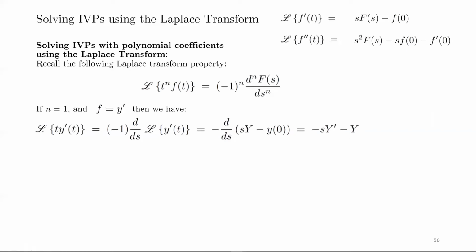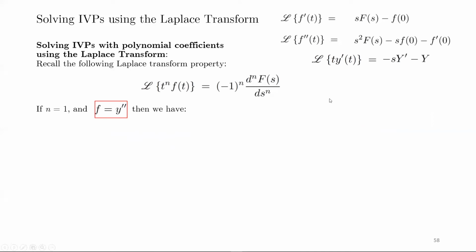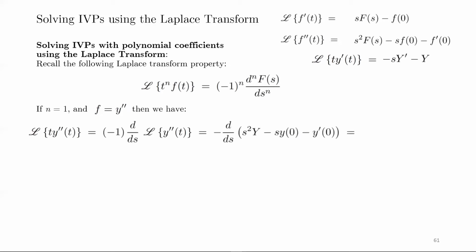So now we don't actually have an algebraic equation here, we have an ODE here. So t times the y prime gives us an ODE, or at least a derivative term. If we do the same thing for the second derivative of y, n equals 1 and f equals y double prime, and we take its Laplace transform, then we get negative derivative of s squared times Y. So again, something we'll have to use the product rule on.